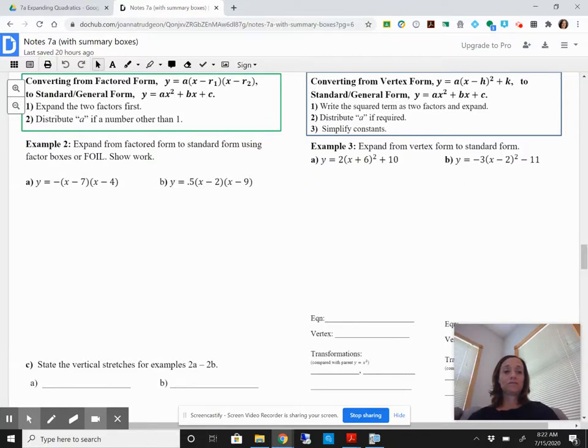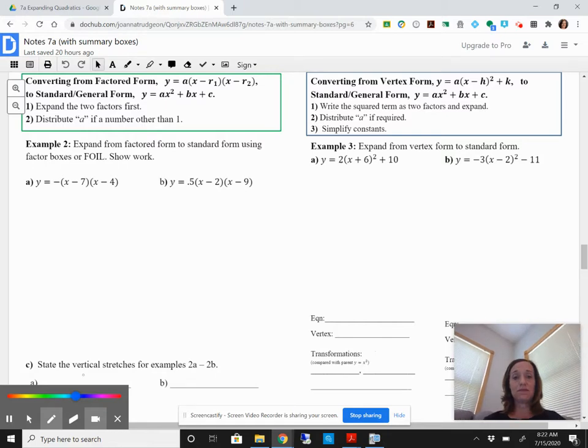Okay, so the next one says converting from factored form to standard form. So now what we're going to start doing is taking things that are in factored form and changing them to standard form. We're going to do all the different ways, moving vertex to this and that and factored form to whatever. I mean, we're going to do all of it. So that's what this section's about. So I'm going to show you a couple different ways to do this.